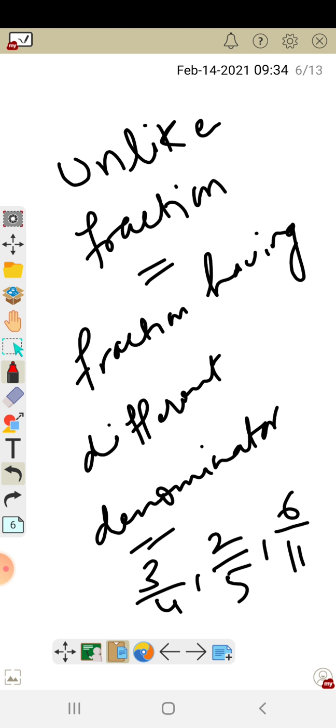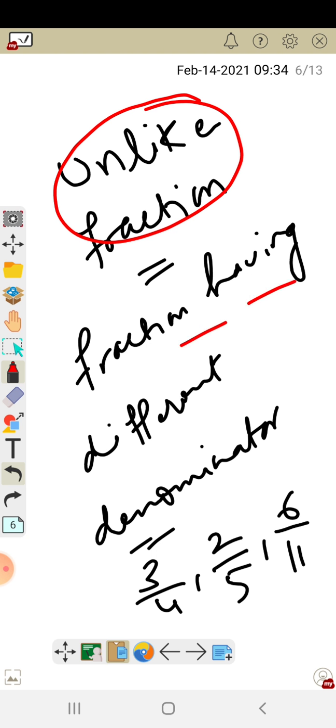Now come to the next, unlike fractions. Unlike fractions are fractions having different denominators. Here are given examples: 3 by 4, 2 by 5, 6 by 11. So the denominators and numerators are all different. Here 3 and 4 are different, 2 and 5 are different, 6 and 11 are different.